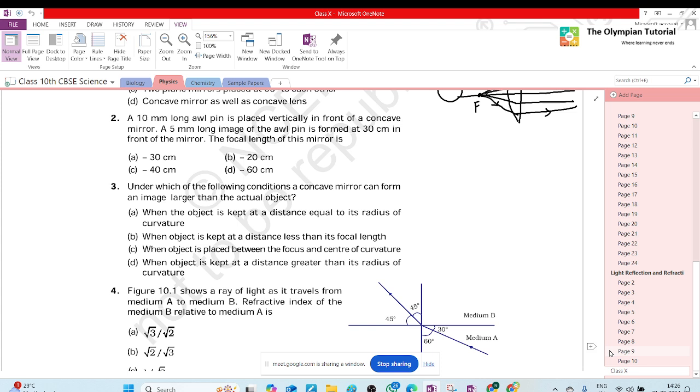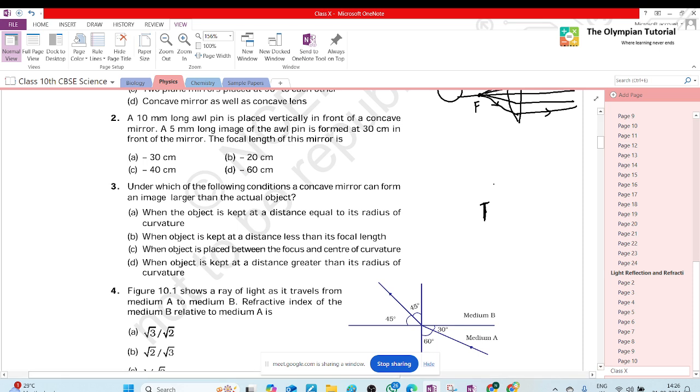Second question, Ayukta. A 10 mm long, ma'am, what is an awl pin? An awl pin is like this, a pin with a head, like this. We use it anywhere, to pin calendars and papers. The one we put on the soft board. Yes, yes. We use the awl pins on the soft board also.